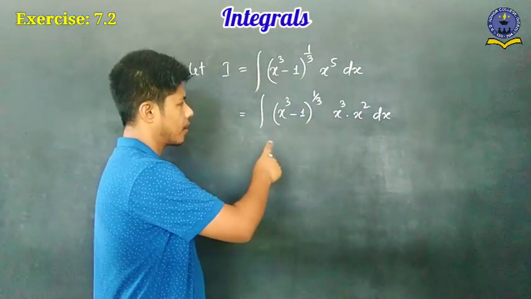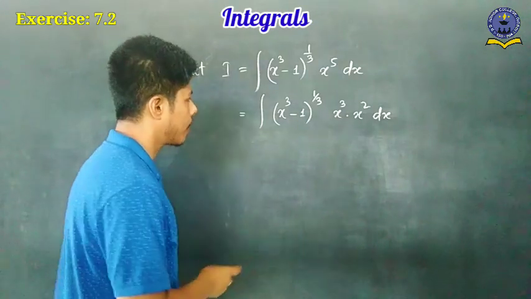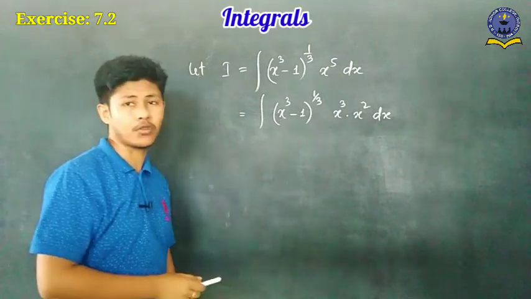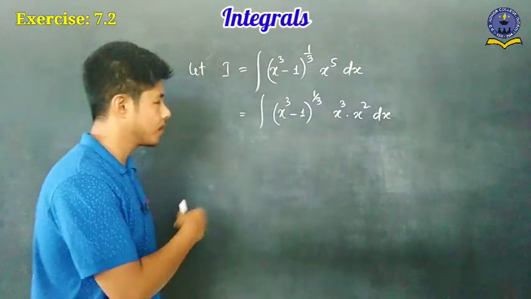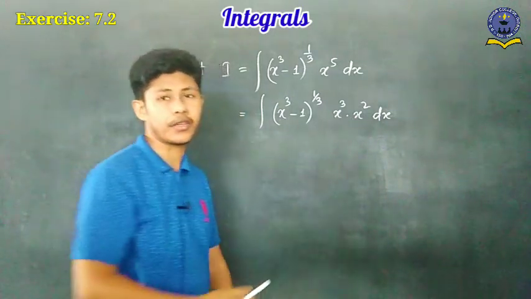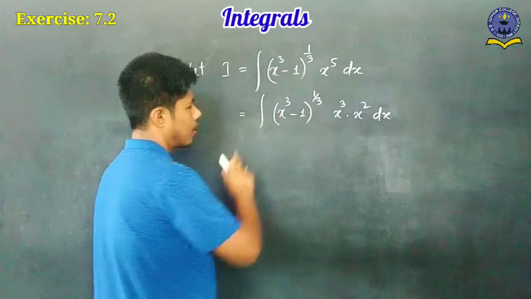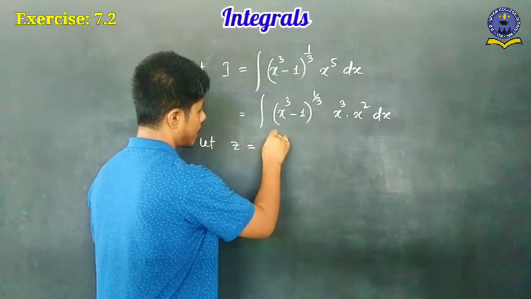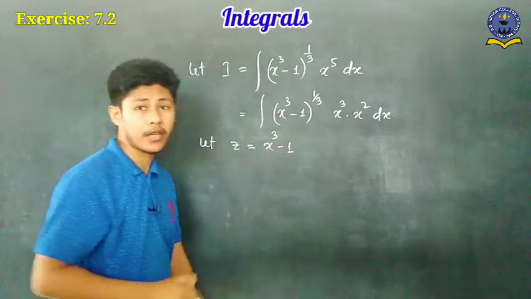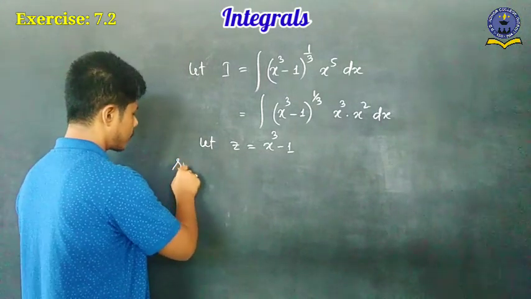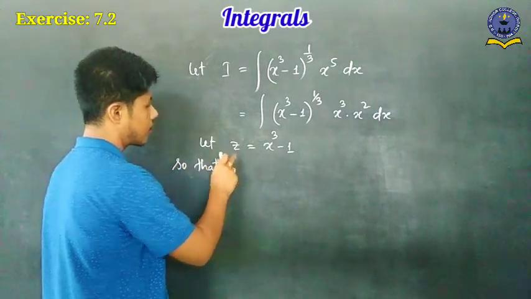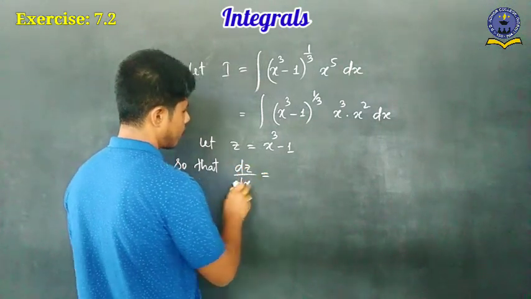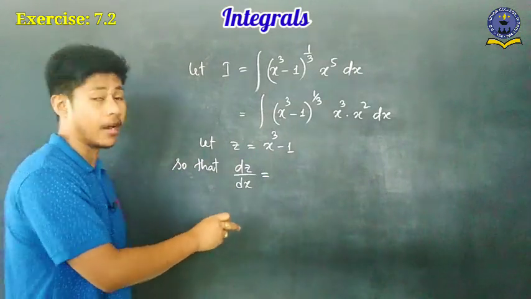After that, the substitution method can be done very comfortably. We just substitute x cube minus 1, because d/dx of x cube is 3x square. 3 is a constant, so if you take 3 outside, x square remains, and x square is present here. So we substitute x cube minus 1: let z equal to x cube minus 1. Differentiating with respect to x, we write dz by dx equals, and later write dx on the right hand side.